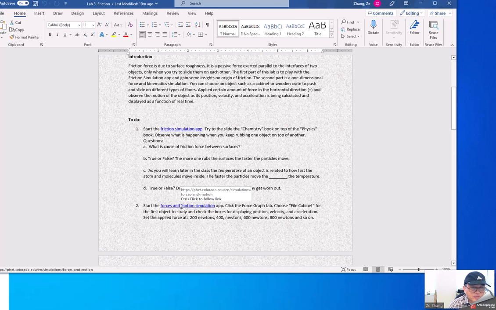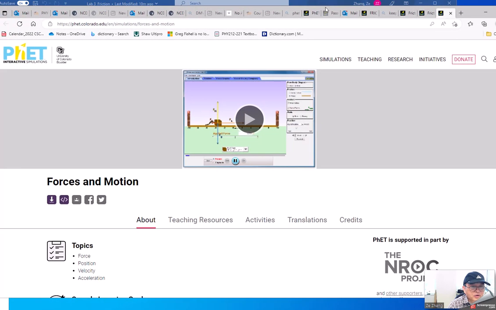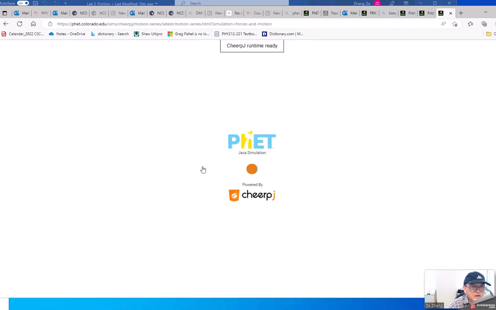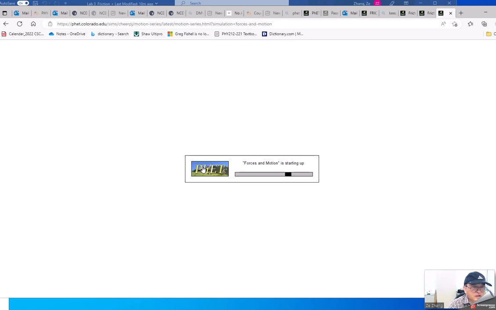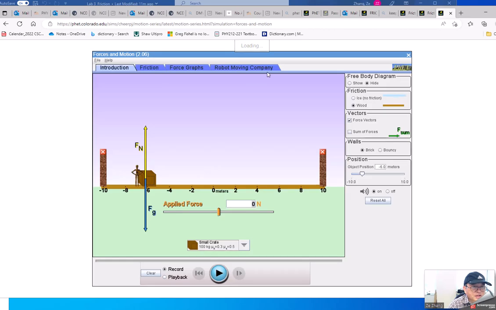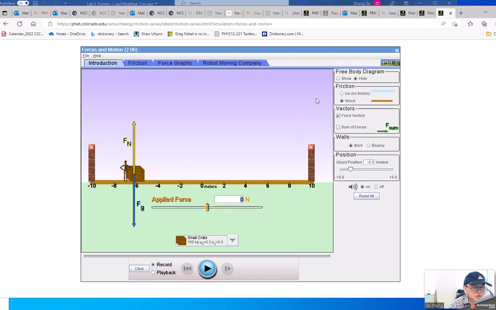You start from this application, and if you click here and choose this, we have a PhET simulation where we can have different kinds of objects move on different surfaces, and apply different friction coefficients, and then see how it works. So the first one is, you play with it.